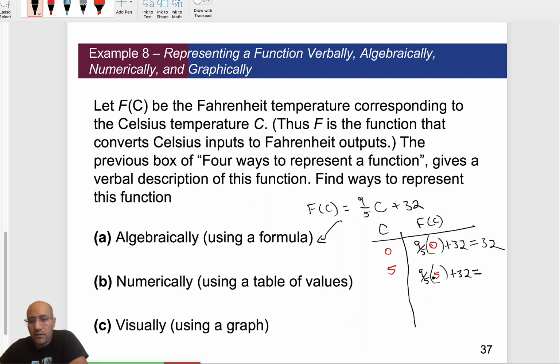So that's going to cancel out to give me 9. 9 plus 32 gives me 41. Okay, and you get the point. So we just keep going. We can come up with a table. Good. And then visually, using the graph.